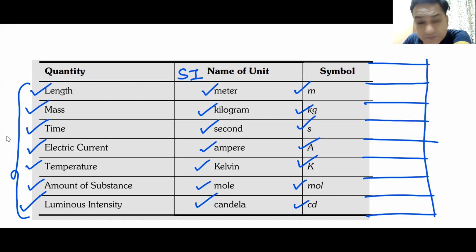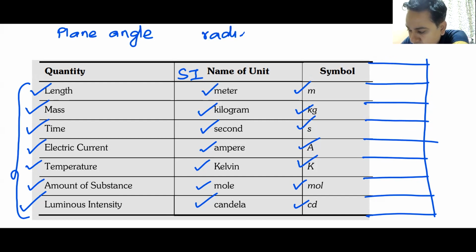The 8th one, which is the supplementary unit number 1, is plane angle. The SI unit is radian, and you can call it as RAD, radian. Then the next supplementary unit is solid angle, steradian.